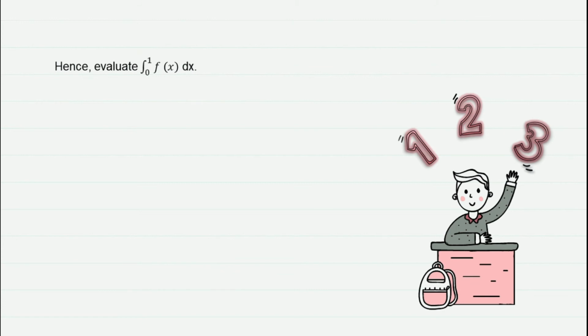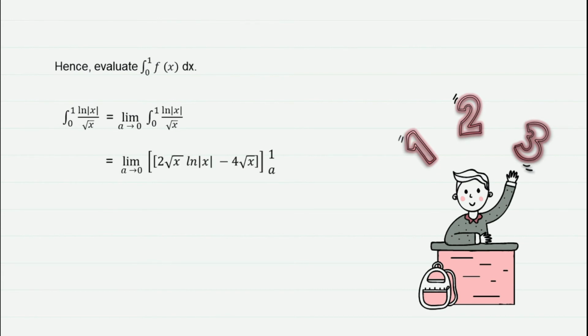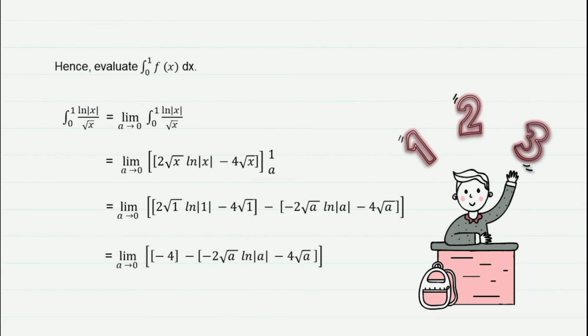Hence, evaluate the integral from 0 to 1 of f(x) dx. So, the integral from 0 to 1 of ln x over square root x is equal to the limit as a approaches 0 of the integral from a to 1 of ln x over square root x. After we integrate the equation, we substitute the variable x with 1 and a. So the final answer we get is -4.